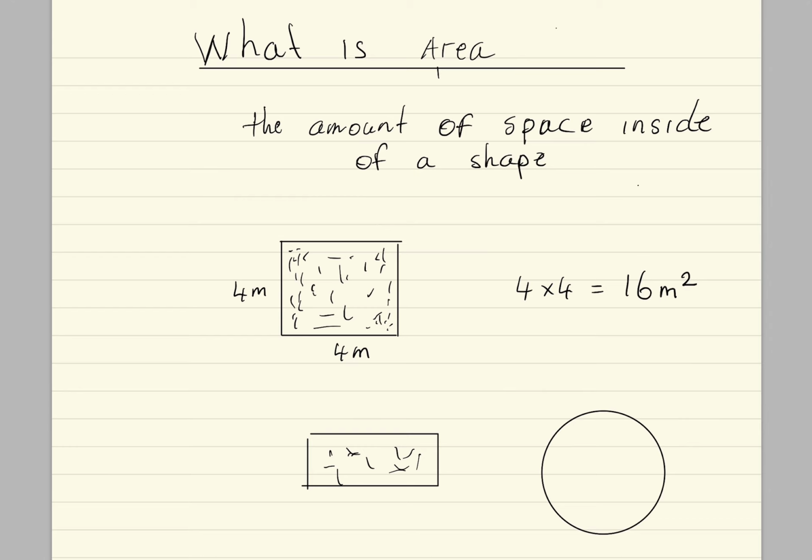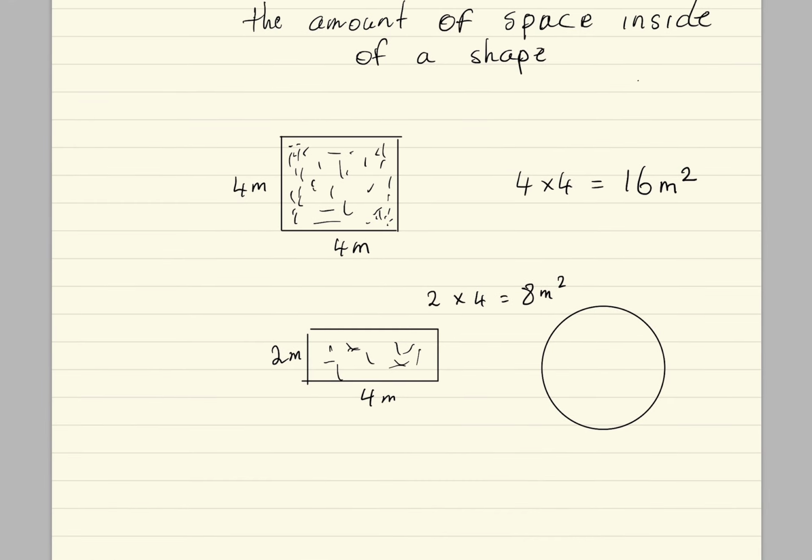So let's say this was 2 meters and this was 4 meters. That would be 2 times 4, which would be not 6 but 8 meters squared. Now with circles it is a bit different.